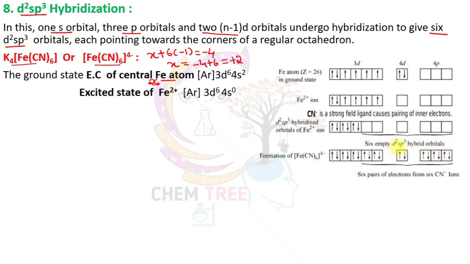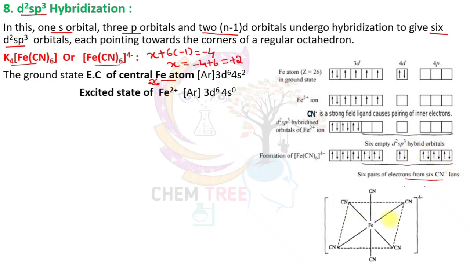These 6 empty d2sp3 hybrid orbitals accept the 6 pairs of electrons from 6 cyanide ions and form the complex, which is octahedral with bond angle 90 degrees. And here there is no unpaired electron. The complex is diamagnetic in nature.